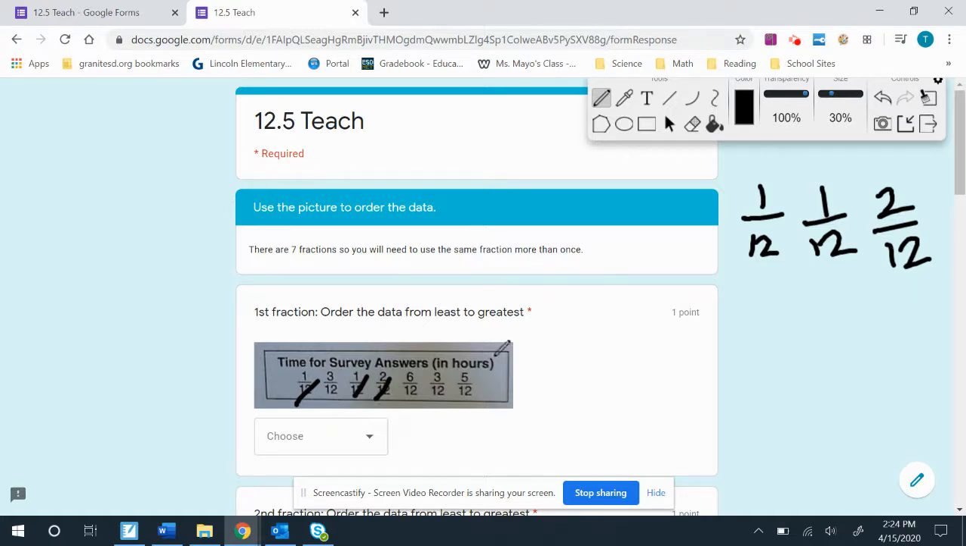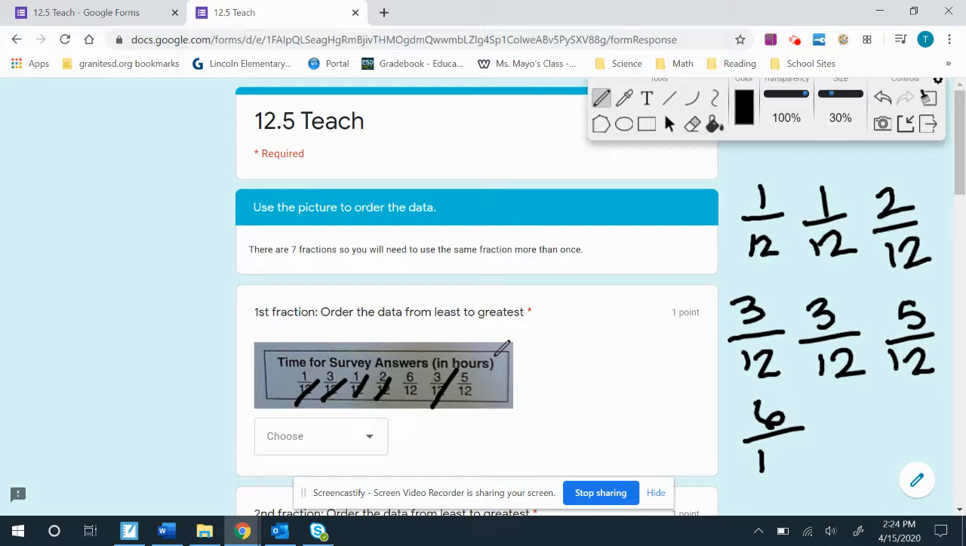We have 3, 6, and 5. Well, 3/12 is smaller. And 3/12 is smaller again, so I need to write it again because there were 2 of those. Now I have 6/12 and 5/12. 5/12 is smaller, and then 6/12 is my largest. There we go.